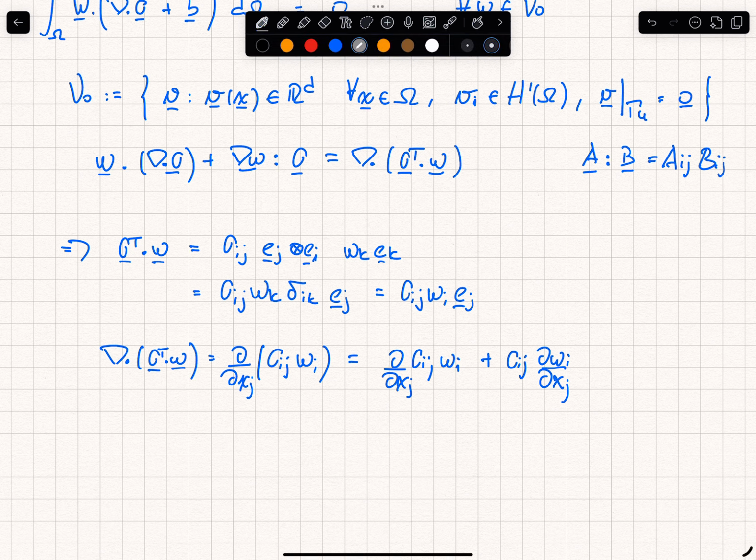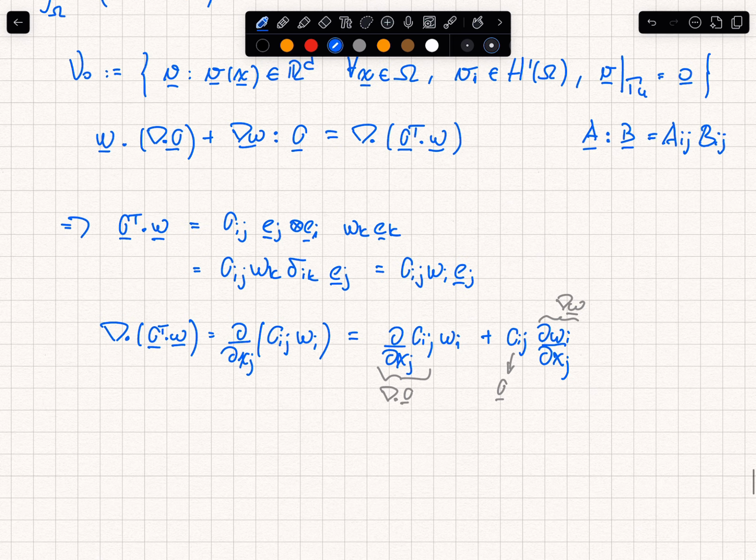So this whole thing here is basically our divergence of sigma. This guy here is sigma, and this here is my grad W. Okay, and so everything is going to be equal to that guy dotted with W plus this guy contracted with grad W.